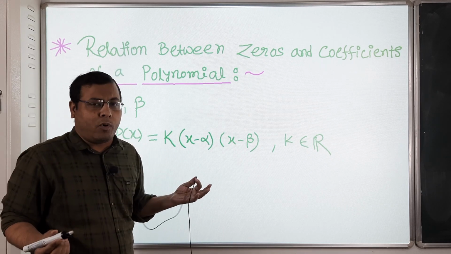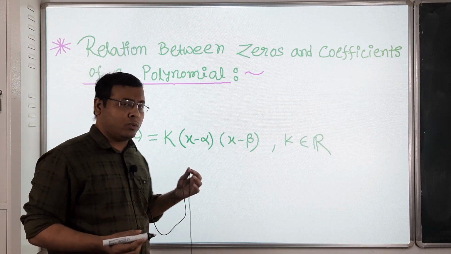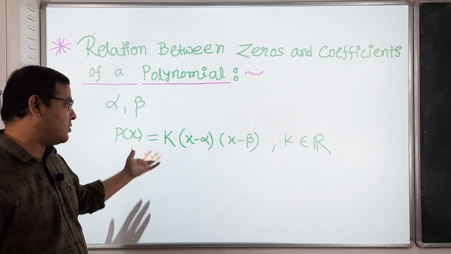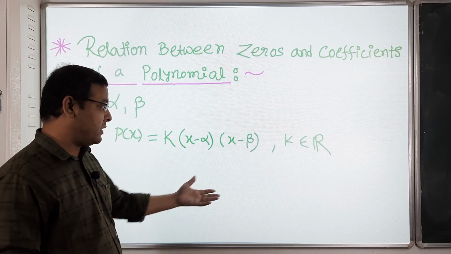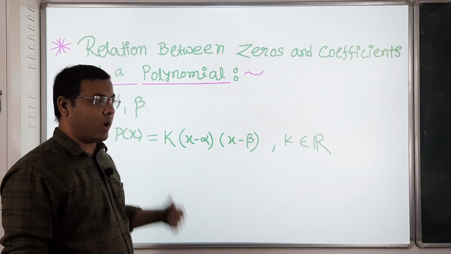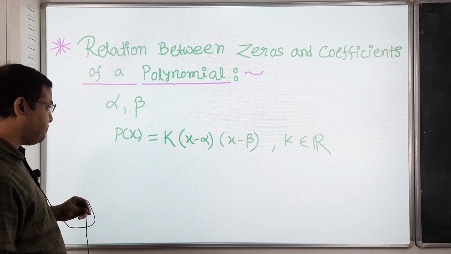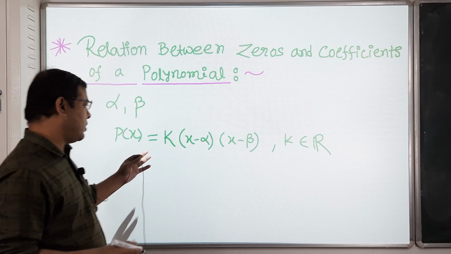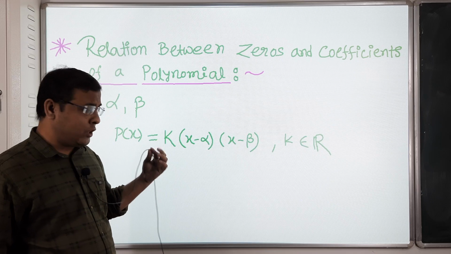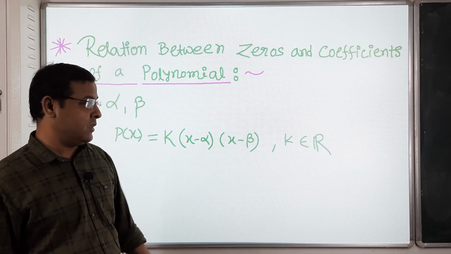Since k can be any positive or negative real number, the number of such polynomials is infinite, because there are infinite real numbers. So the number of such quadratic polynomials is infinite, because the constant term k does not affect the zeros of the polynomial and also does not affect the degree of the polynomial.